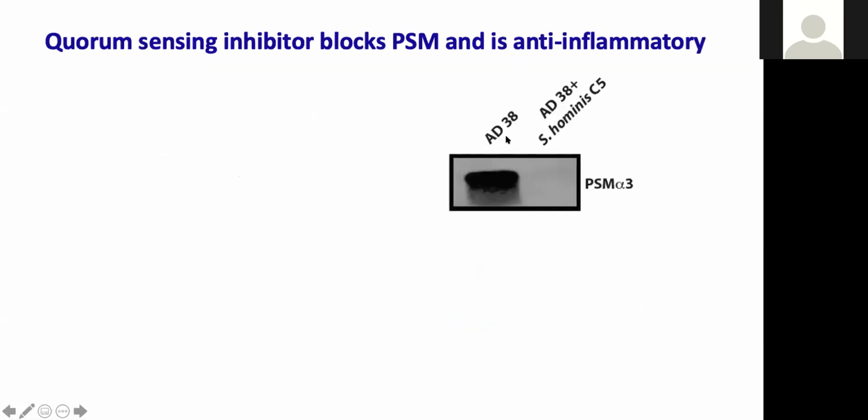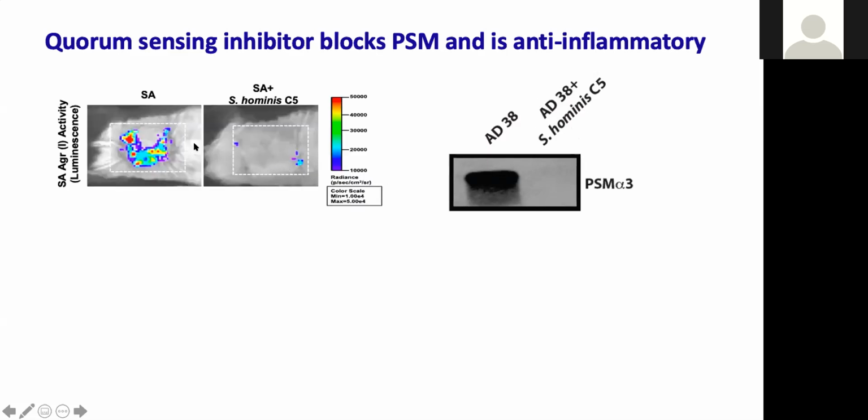And this is an illustration of this. This is an atopic dermatitis Staph aureus clone. It's making PSM; we see that in the Western blot. Now you add the Staph hominis, the same amount of AD38, and the PSM is gone. Here's what happens with the Staph aureus on the skin. This is another kind of assay where we can live look at the expression of Staph aureus by the presence of a bioluminescent tracer. If the hominis is there, the Staph aureus can't do it.